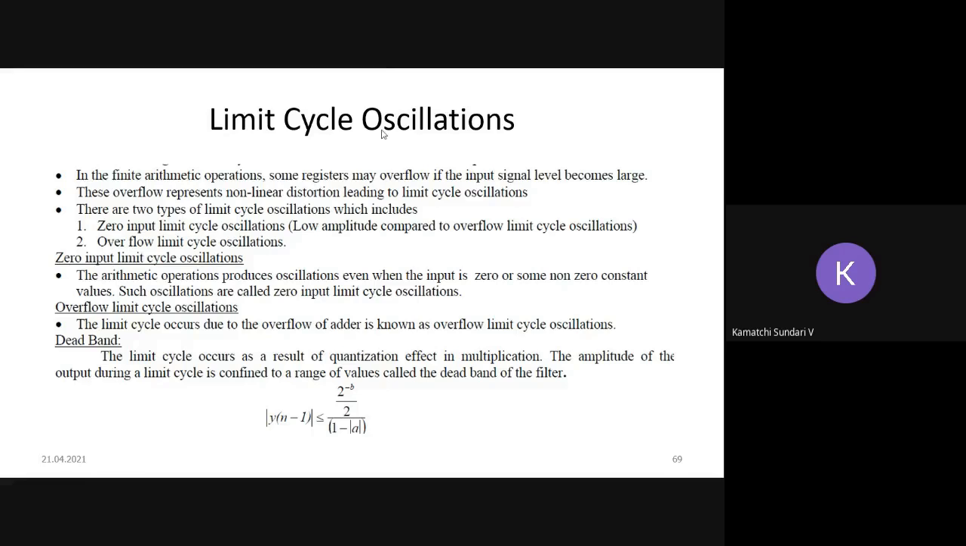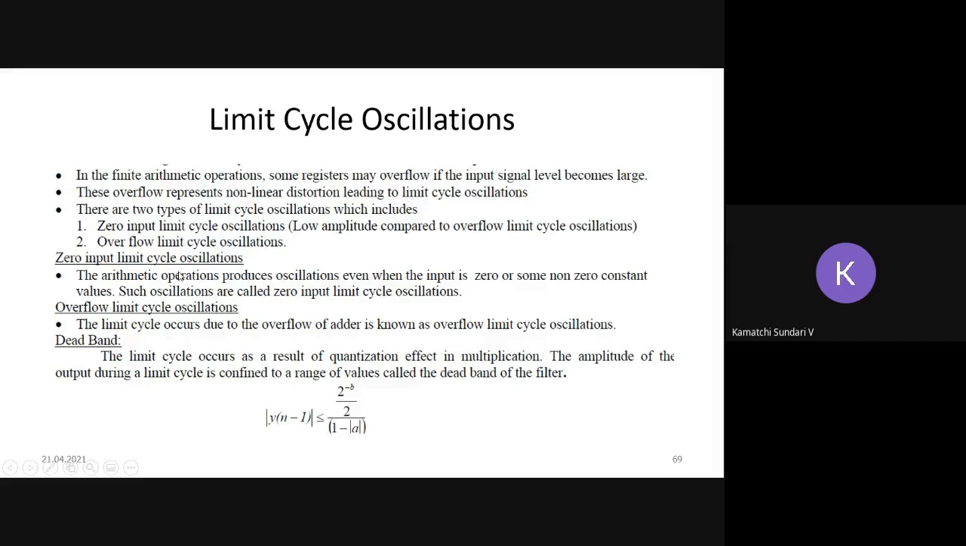So in the case of finite arithmetic operations, some registers may overflow if the signal level becomes large. This overflow represents a non-linear distortion leading to limit cycle oscillation. So this overflow concept is the main cause of limit cycle oscillation. There are two types of limit cycle oscillations: one is the zero input limit cycle oscillation, and the other is the overflow limit cycle oscillation.